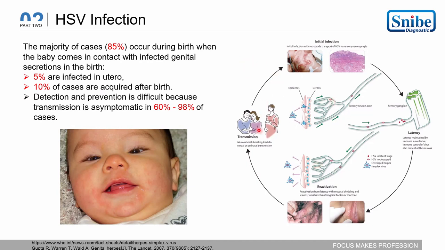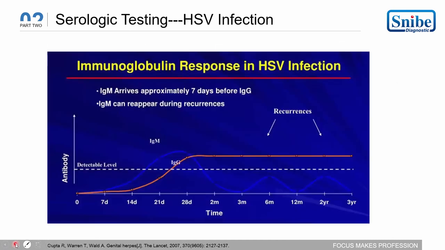The majority of these cases, 85%, occur during birth when the baby comes in contact with infected genital secretions. 5% are infected in utero, and 10% of cases are acquired after birth. Detection and prevention are difficult because the transmission is asymptomatic in 60 to 98% of the cases. So that's why it's a challenge.